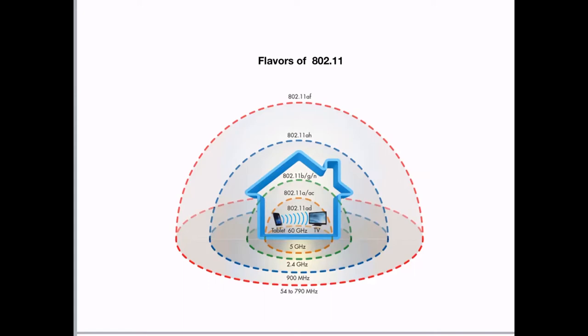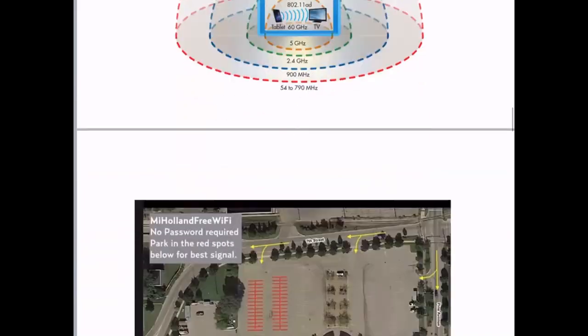Other useful frequencies are in the blue and red circles, though that's not proportional. Those distances are not measured in tens of meters like traditional Wi-Fi, but in hundreds and thousands of meters, which can be used for data communications as open frequencies, open public spectrum, like the TV white space, which is one of those.